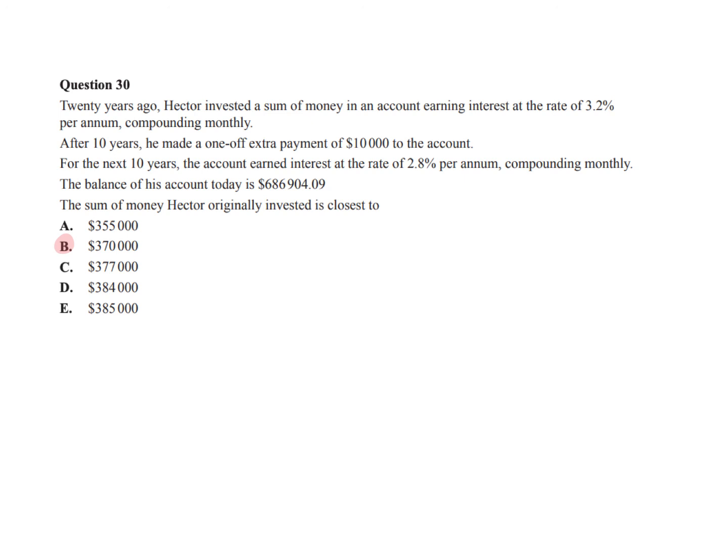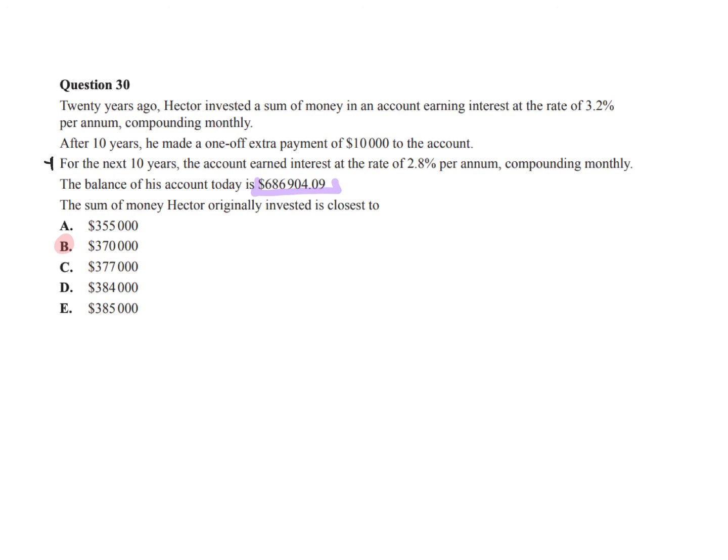So we need to, obviously this one will be finance solver, and we need to think about what's happening. So 20 years ago, he invested the money. Because we've gone so far, his balance today is this. So we probably want to go backwards, yeah? So let's have a look. After 10 years, he made this one-off payment. And then for the next 10 years, he has this scenario.